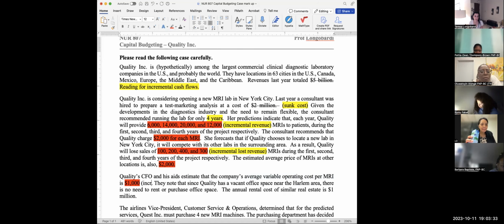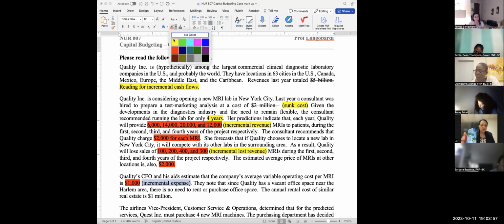Take a guess. It's going to be lost revenue. Well, because you're spending it. No, well, we'll call it an expense because we have to operate at the expense. So we're just playing with this terminology here. All right. So we have revenues, we have lost revenue, we have expense.